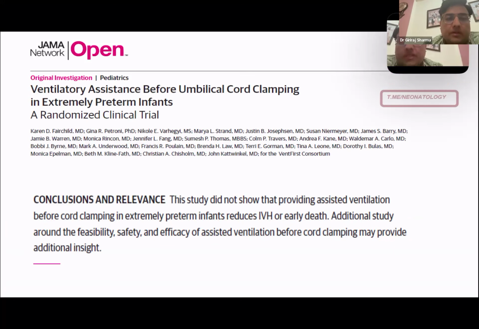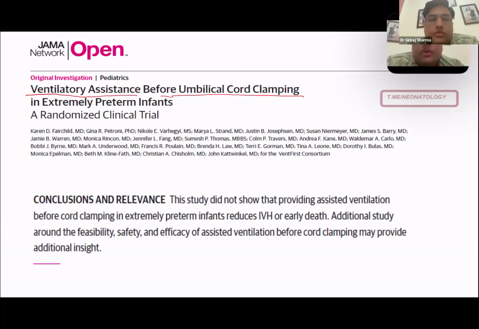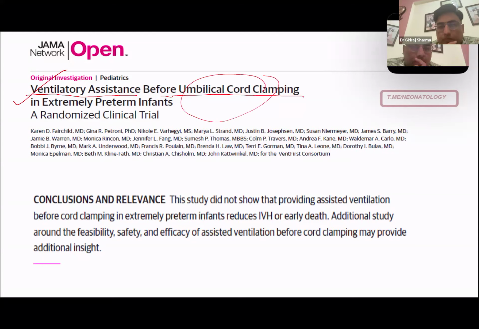So this study was done in extreme preterm babies, ventilatory assistance before umbilical cord clamping. As we have discussed, the cord clamping should be done after establishment of the pulmonary ventilation. So in this, they have done that just after birth. First, they ventilated the baby, established the pulmonary ventilation. After that, they did umbilical cord clamping.